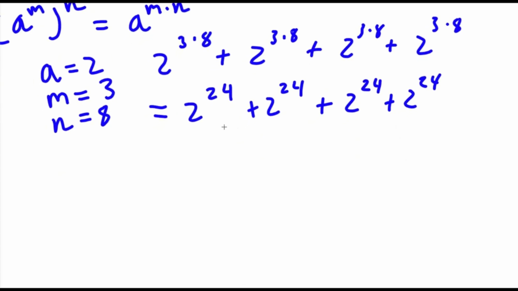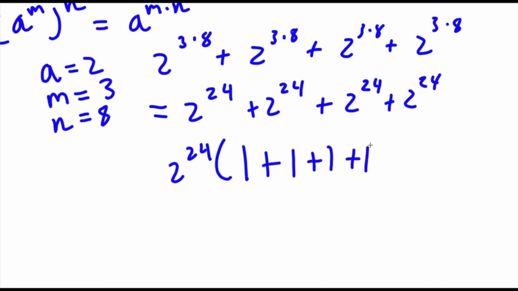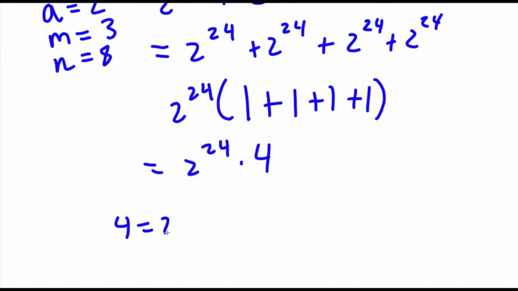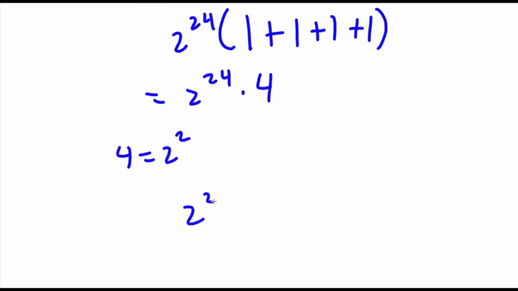Now from this, I'll factor out 2 to the power of 24. So now I have 2 to the power of 24 times, 2 to the power of 24 divided by 2 to the power of 24 is 1. So I have 1 plus 1 plus 1 plus 1. And if I simplify this in the parentheses, I get 2 to the power of 24 times 4. 4 is the same thing as 2 squared. So now I have 2 to the power of 24 times 2 squared.